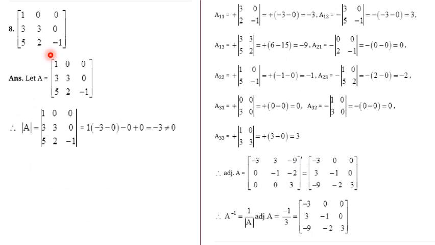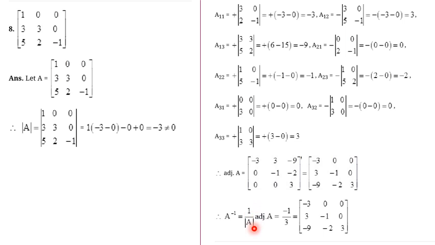Then question number 8, same way. I have done it here. First find determinant A, which is not equal to 0, it is minus 3. Then find all the cofactors. Cofactors are found out here. So children, you have to work it out on your own. Then adjoint of A. Adjoint of A's transpose is here, and this transpose matrix is written.